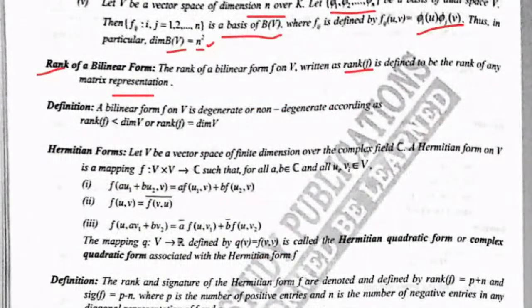A bilinear form is said to be degenerate if the rank of f is less than the dimension of V. It is said to be non-degenerate if the rank of f is equal to the dimension of V.